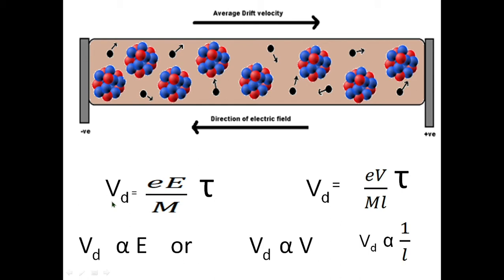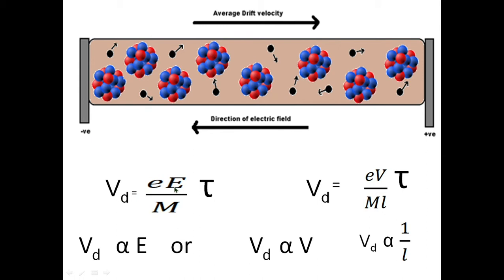So from the previous lesson, Vd is equal to e by m into tau. Here, small e is the charge of the electron, capital E is the electric field inside the conductor, m is the mass of the charge carrier, that is the mass of the electron, and tau is the relaxation time. If you look at the equation, the charge of the electron and the mass of the electron are constant. So increasing the value of E increases the value of Vd, or we say that the drift velocity is directly proportional to the electric field.